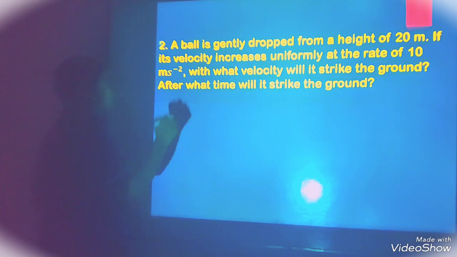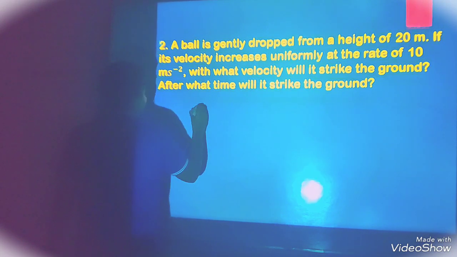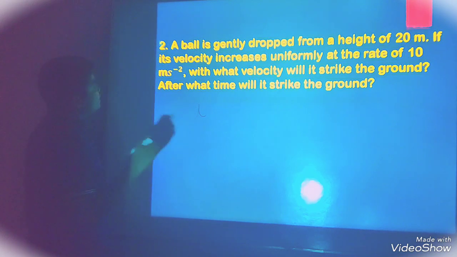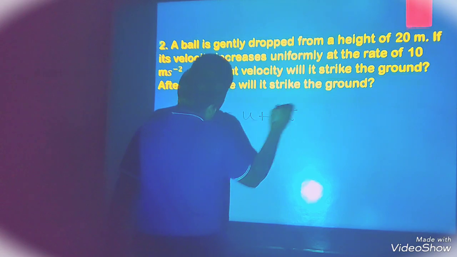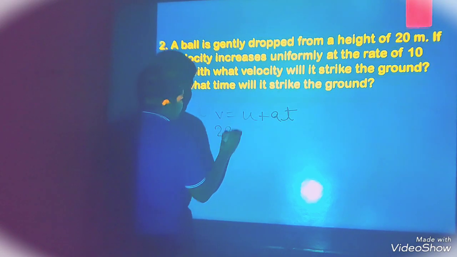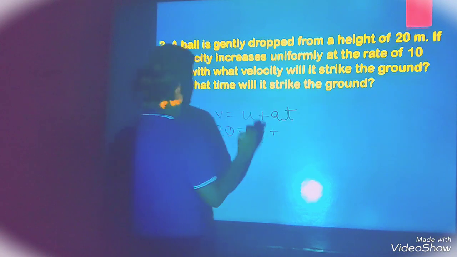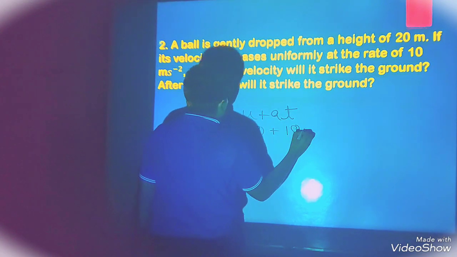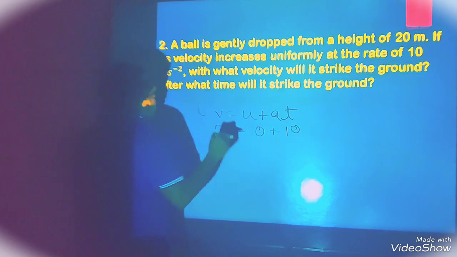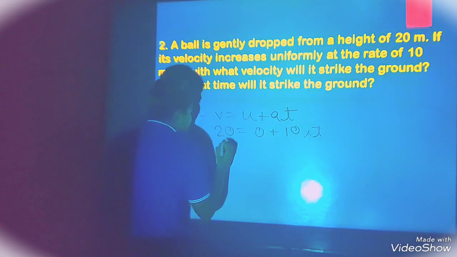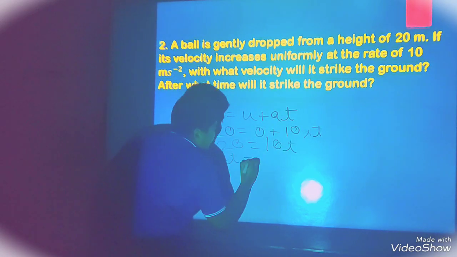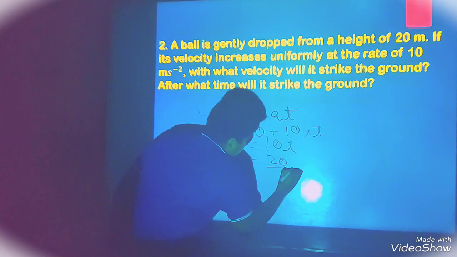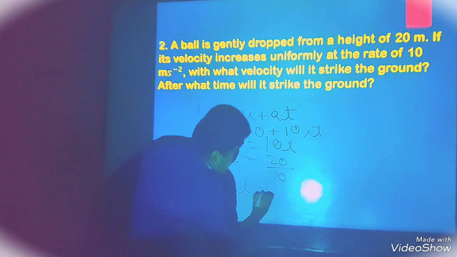And in this question it is also asked after what time it will strike the ground. So we have to find the time with the formula v = u + at. So when we do it, v is 20, u is 0, the acceleration is 10, and the time taken we have to find. So we get 20 = 10t. From that we get t = 20 by 10, which is t = 2 seconds.